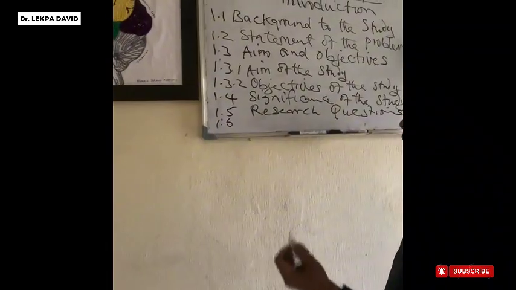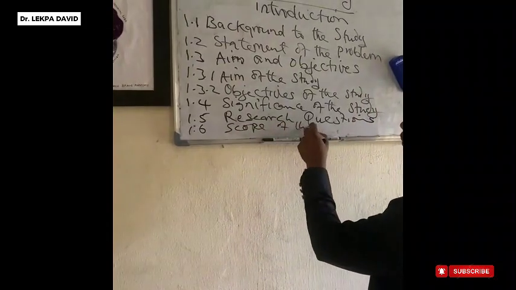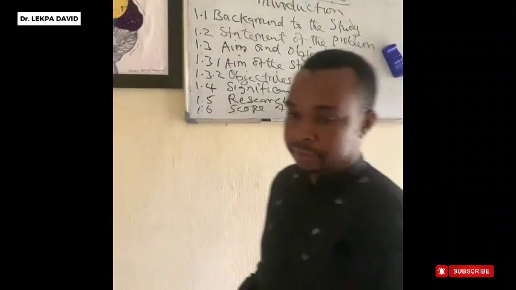Then 1.6, maybe the scope of the study. All right, so now chapter 2. Chapter 2 is the literature review. Under literature review, that is 2.0, so we can look at it as 2.1 and 2.2.